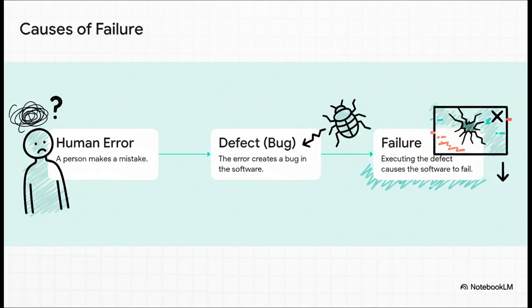This is the chain of evidence, and what's wild is that it almost always starts with a person. A human makes an error, a simple mistake, a typo, a misunderstanding. That error then creates a defect in the code. That's what we all call a bug. But here's the key. That bug can just sit there, harmless, until the exact moment the code is run. That's when the defect triggers a failure, the crash, or the weird glitch that you actually experience.